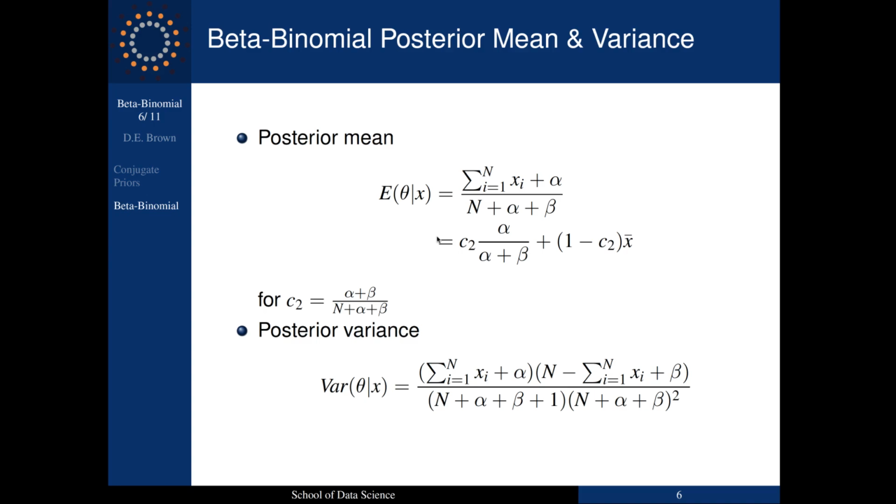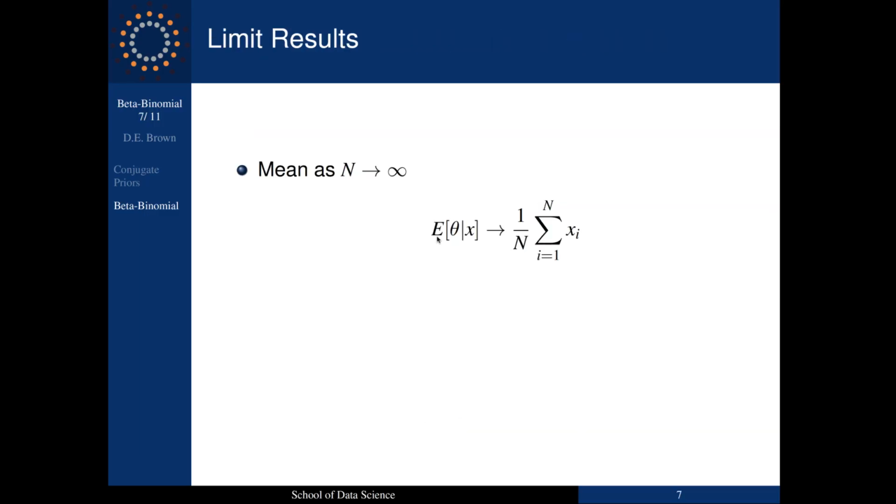We can also look at the posterior variance, and in this case, look at the denominator, and you'll see that as n gets large, this term for the variance is getting very, very small, and in fact, it's going to 0. So the limiting results are that as we get more and more samples, the posterior mean is going to converge to the average of the samples, and the posterior variance is going to converge to 0.